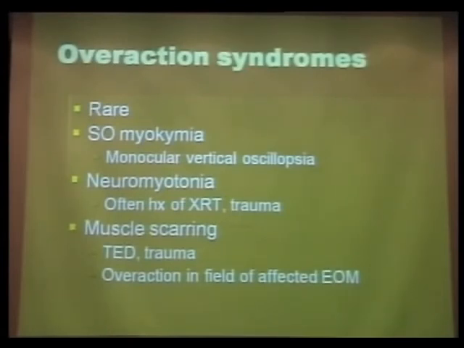Neuromyotonia, or overaction of a muscle-nerve combination, usually affects the lateral rectus, with the medial rectus next most commonly affected. Think about patients who have a history of trauma or radiation therapy to the head or neck. And muscle scarring: in addition to thyroid disease causing a restrictive problem that prevents movement in the opposite direction, anything that scars a muscle, especially if the scar is small and segmental, can cause the muscle to overact. So overaction of any particular muscle can occur in this situation.